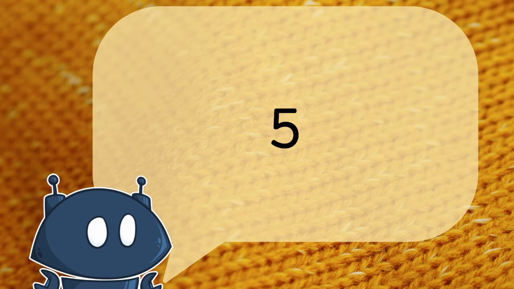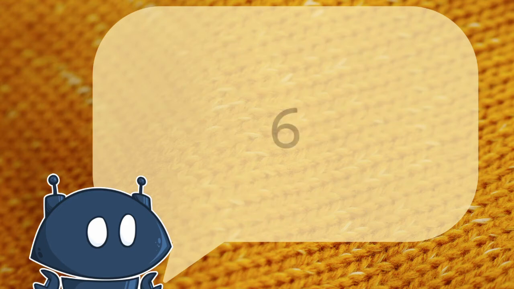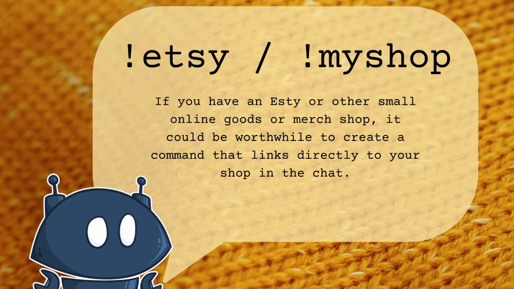Number 5 is Cash App. You may find it beneficial to be able to link at a moment's notice to a service that lets you accept money and tips. Number 6, Etsy and or My Shop. There are tons of different reasons why you might want to link directly to your shop with Nightbot. Your chatters may even request it.